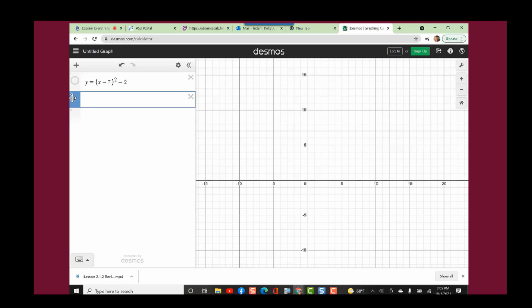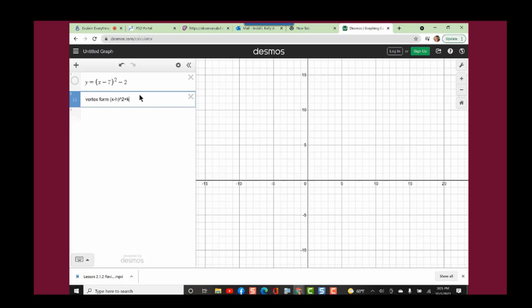So the first thing I'm going to do is make a comment here. This equation is in vertex form. All right, let's see if I can type it. And so that means I can look at this equation and tell what the vertex is. Typically, we would have x minus h, and then we would have it squared, and then it would be plus k.